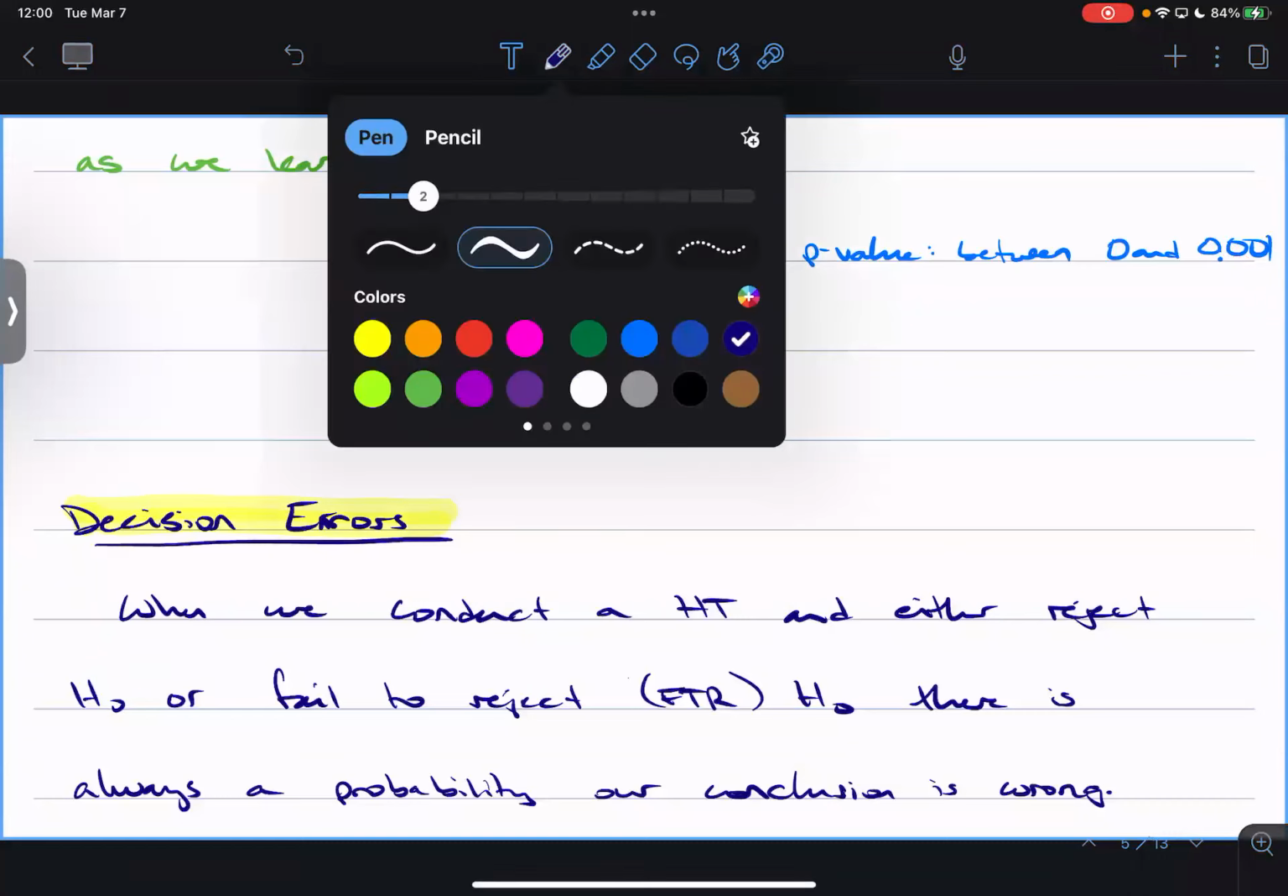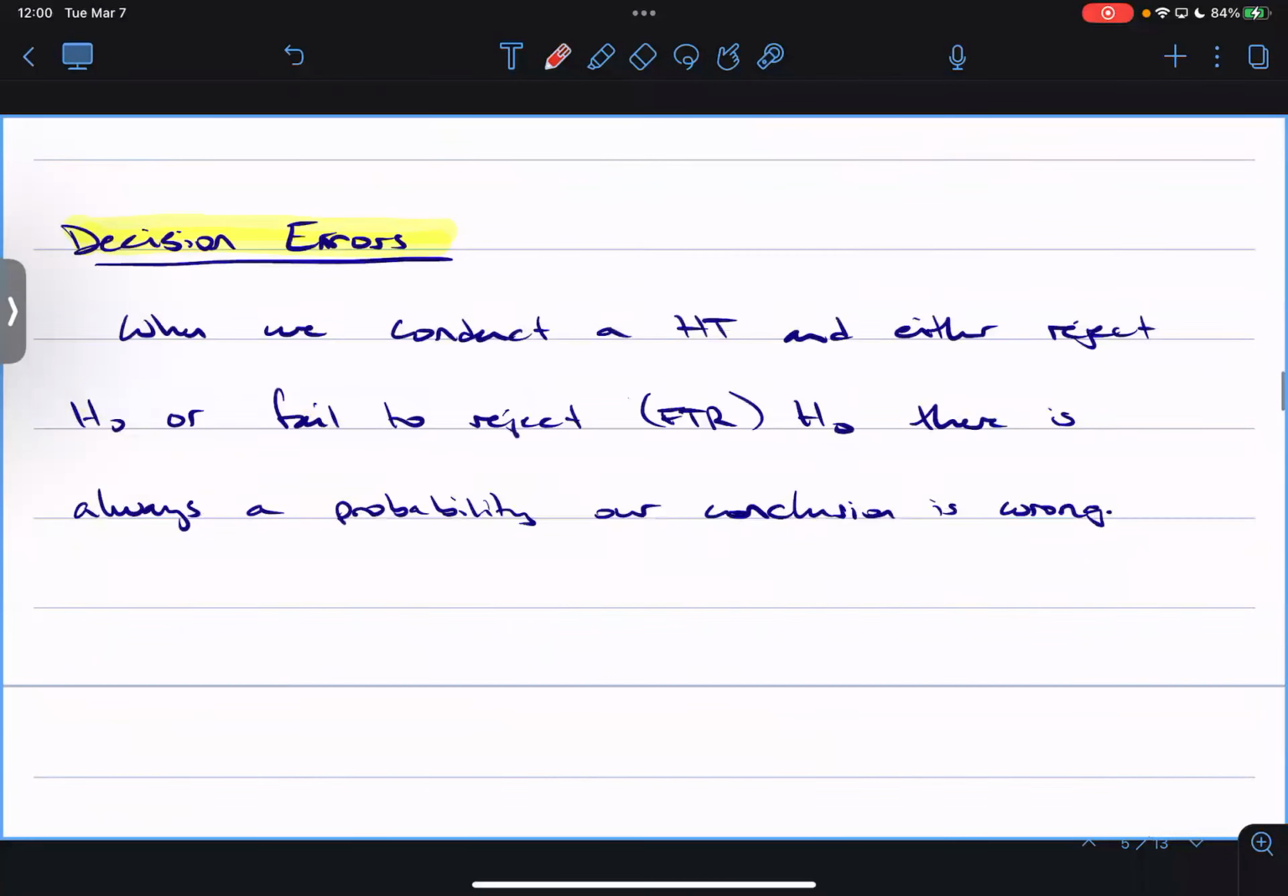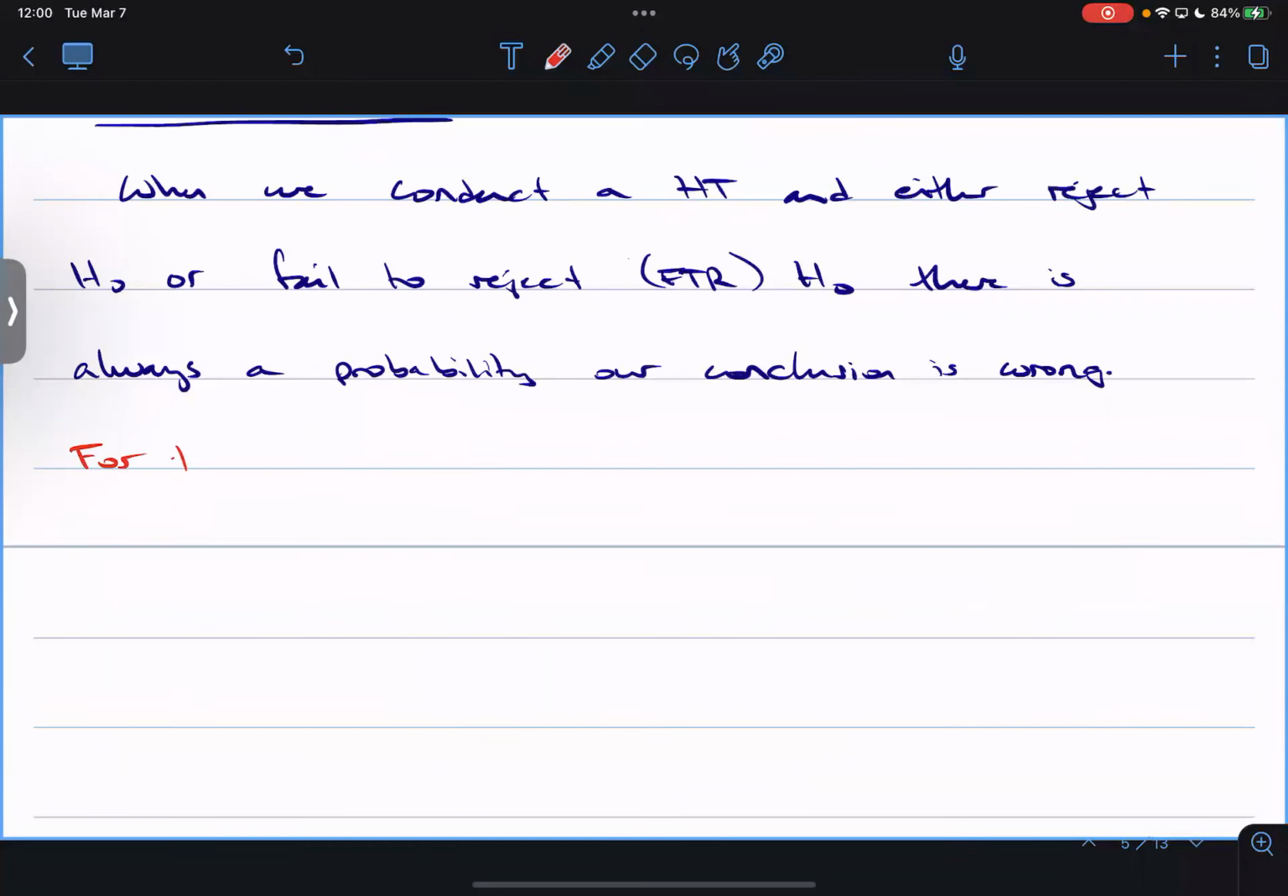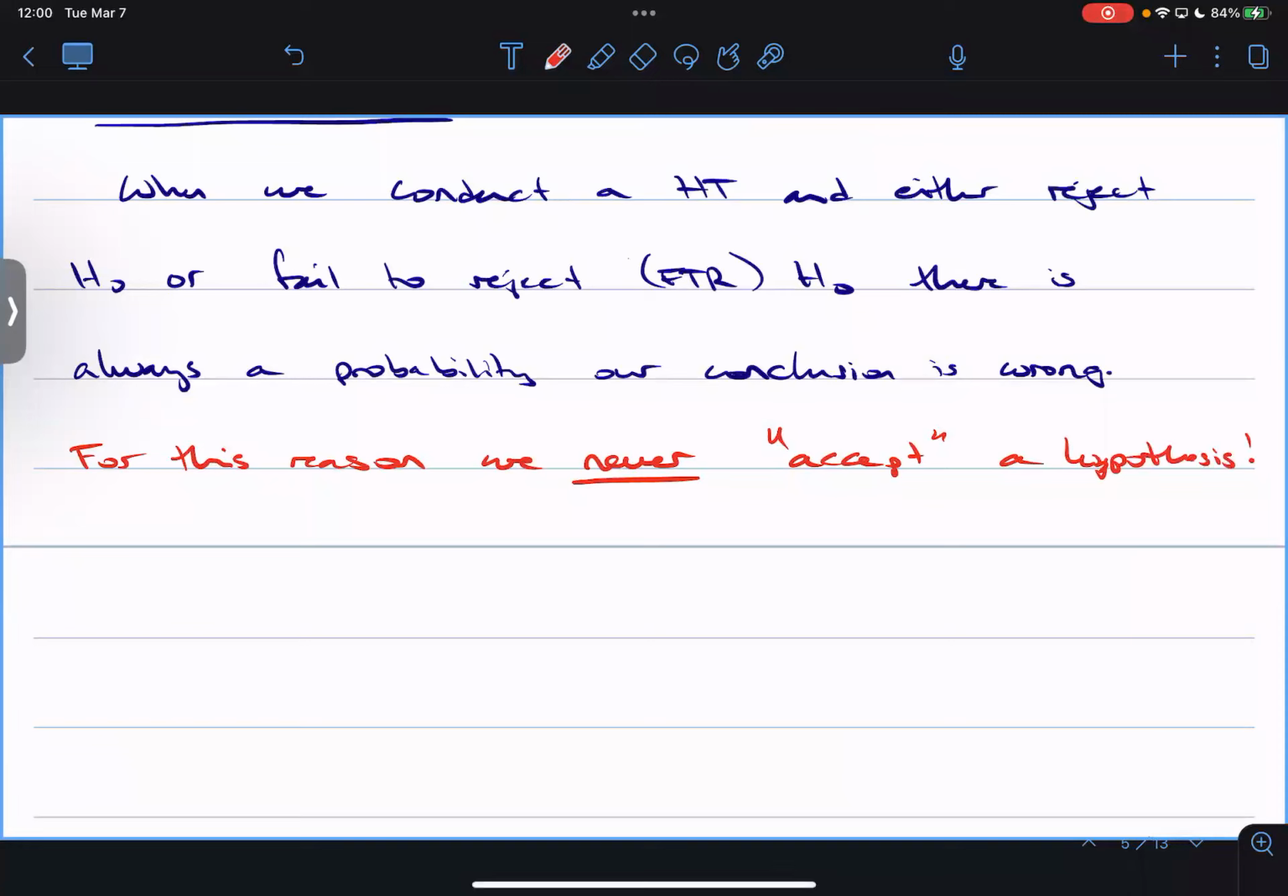And so for this reason, and I'm going to write it in red, for this reason, we never accept a hypothesis. Okay. The word accept is unacceptable. Ha ha ha. Okay, so I don't want to see you accepting any, you either have enough evidence to reject it or you do not, right? So those are your only options.